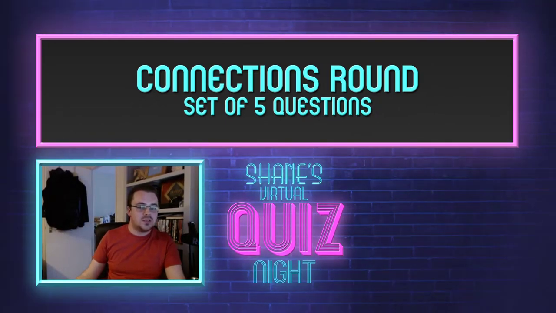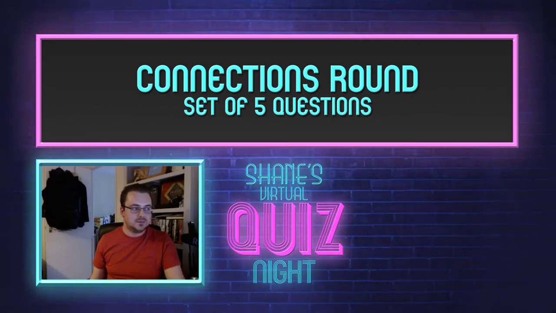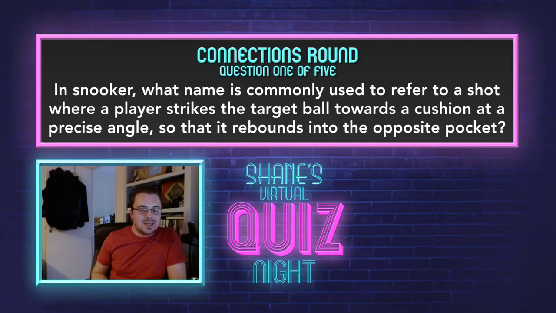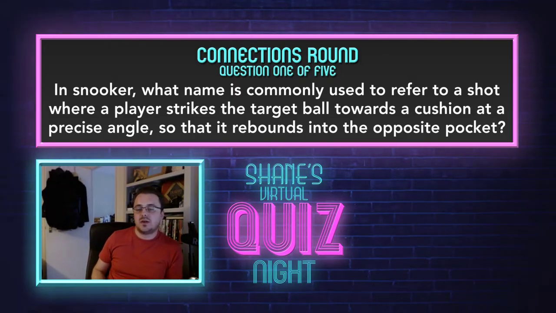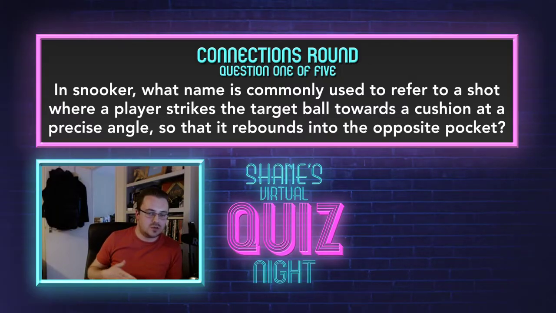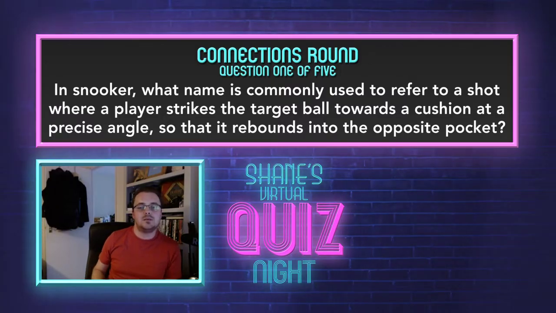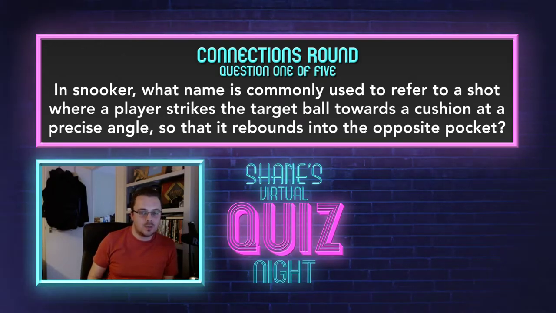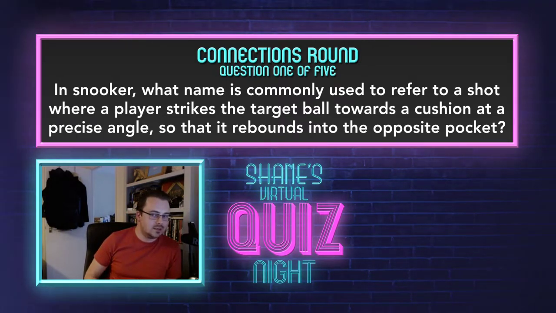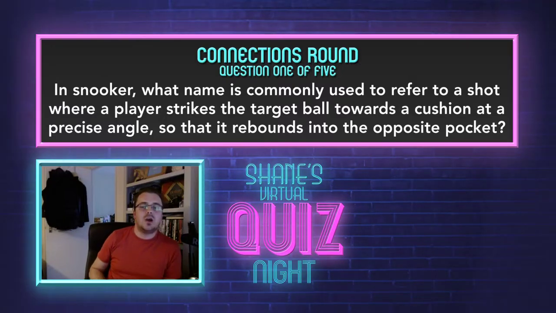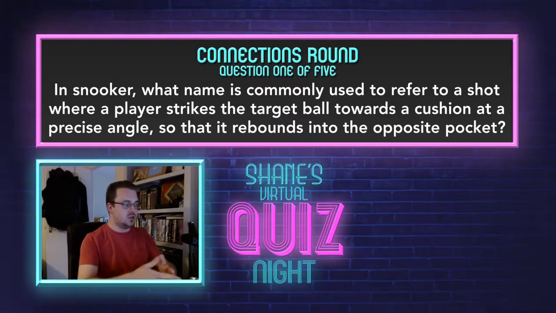So your first question in the connections round is, in snooker, what name is commonly used to refer to a shot where a player strikes the target ball towards a cushion at a precise angle, so that it rebounds into the opposite pocket? So you're looking for the name of the commonly used term of the shot.